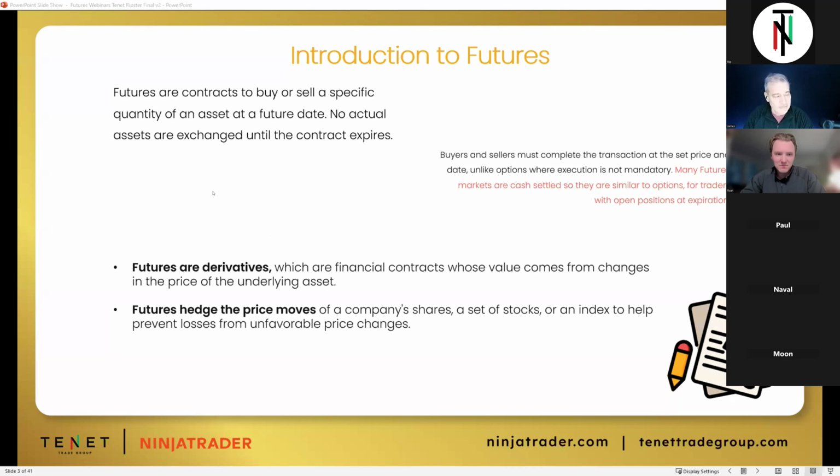The contracts are instead of shares, and as you'll see, one contract is worth, on an equivalent basis, an awful lot of shares. So let's keep moving here. There's a hedge feature here as well. Futures hedge the price moves of company shares.